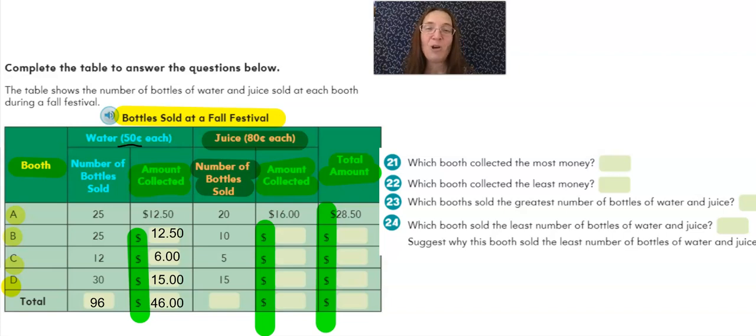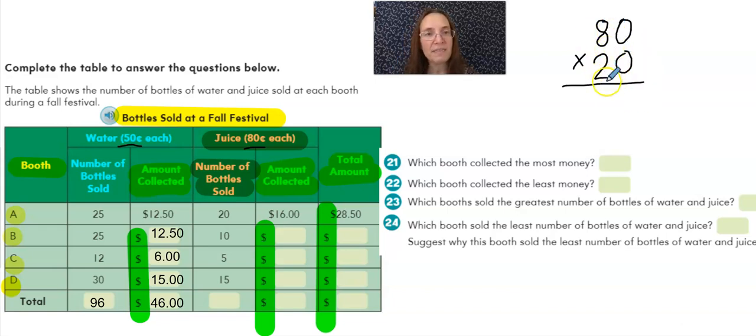If you're ready to move on, we're going to do the exact same work, but for the juice columns. In the juice columns, we have juice being sold for 80 cents each. We know the number of bottles sold at each booth, but how do we find out the amount collected? We see here that 20 bottles equaled $16. Well, if we have 20 bottles and each of them are 80 cents each, then I think I could do some multiplication here to find out how many cents those 20 bottles would cost.